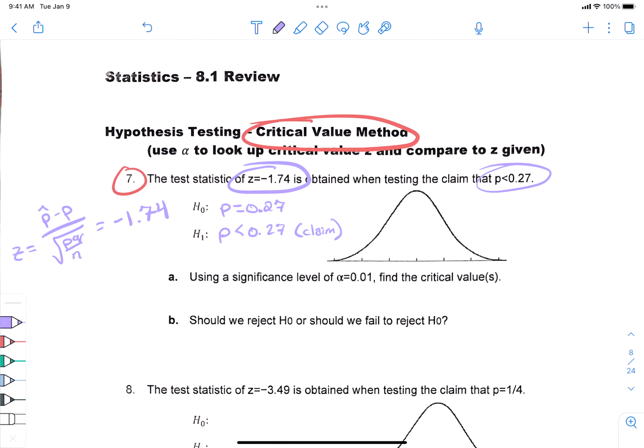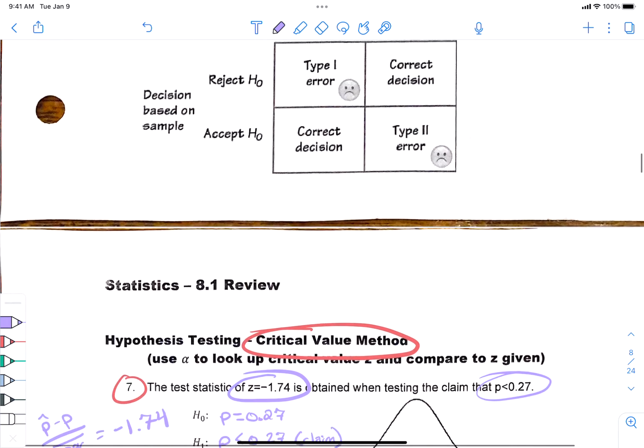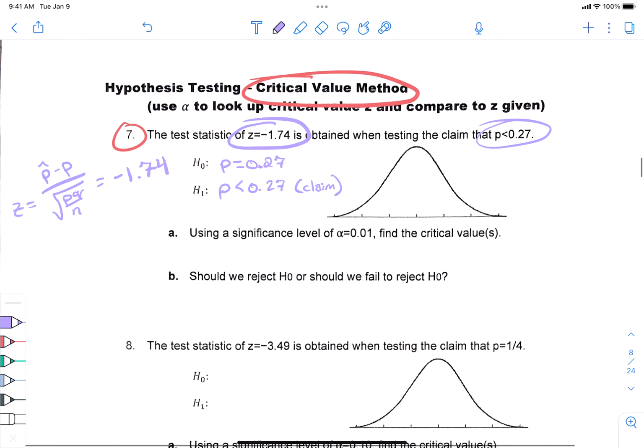Hey guys, this is a video for all the people who are gone today, and there are a few of you. This is 8-1, the homework assignment that we started on Friday. You did the front side and the p-value method. We're starting the critical value method.